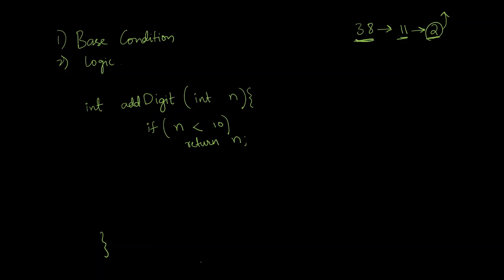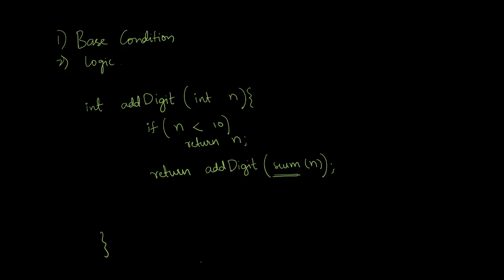So now, to return the sum of these, if it's a single digit, we return, else we return, I'm just writing the pseudocode, guys. I'll just pass the sum of n to add digit. Let's say the sum of n is a function which implements sum of digits, which calculates the sum of digits of n. I'll just write the sum function here, which returns an integer.